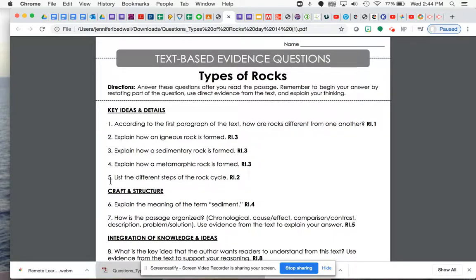And then number 5, list the different steps of the rock cycle. There's going to be a picture even of this, a diagram, I should say. So definitely even use that one to help you.